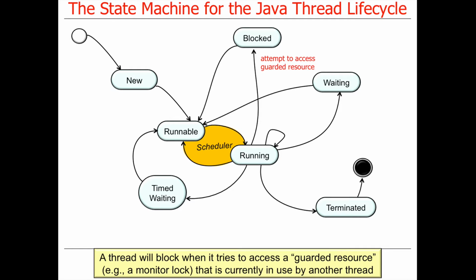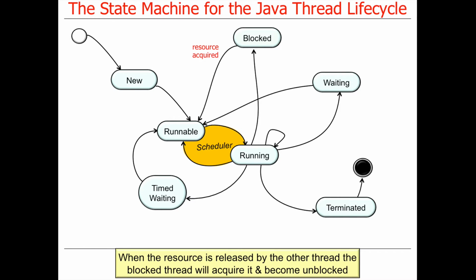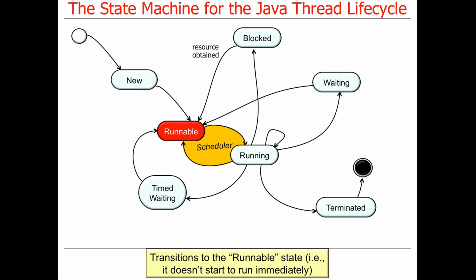At some later point, the thread may end up blocking, for example, when it tries to access a guarded resource, such as a monitor lock, that's currently in use by another thread. When this happens, the thread is transitioned to the blocked state, where it will pause and wait until whatever thread is owning the current blocked resource releases it, in which case the thread will be able to start running again. So once the resource is acquired, then the thread is no longer blocked, and the state machine will go from blocked into runnable.